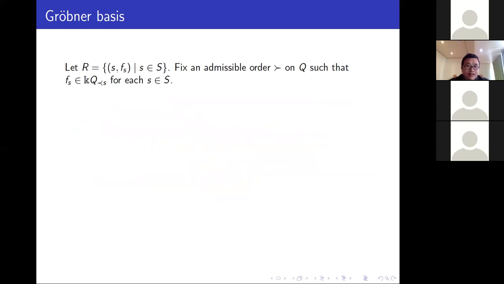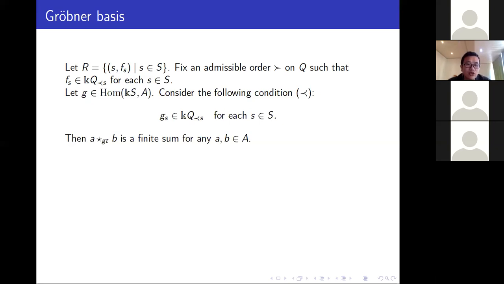Okay. So now we go back to KQ mod I, and we fix the reduction system R satisfying the diamond condition. And then we fix the admissible order on Q, such that the F_S should lie in this subspace. Here, Q smaller than S just means the subset of paths which are strictly smaller than S with respect to this admissible order, for each S. And then we can choose G satisfying the following condition. So G_S also lies in this space for each S. We just look at this subspace, so G is just in the subspace.